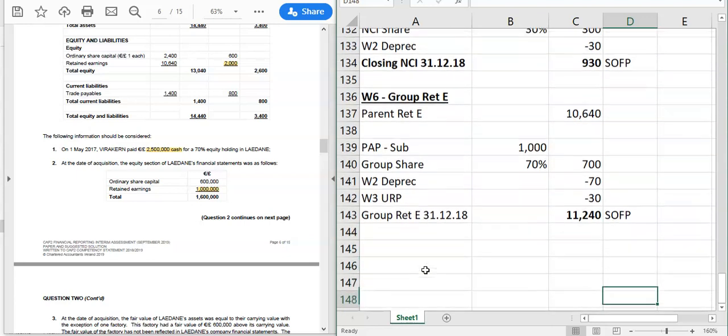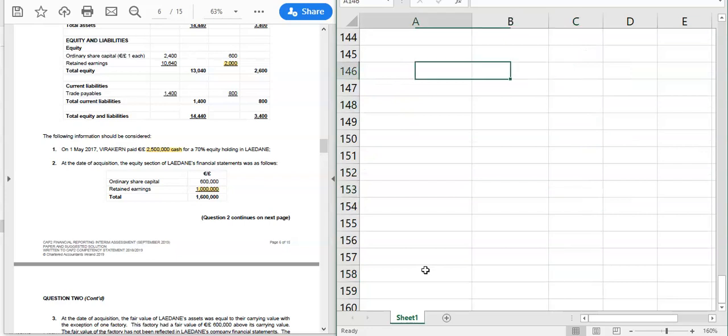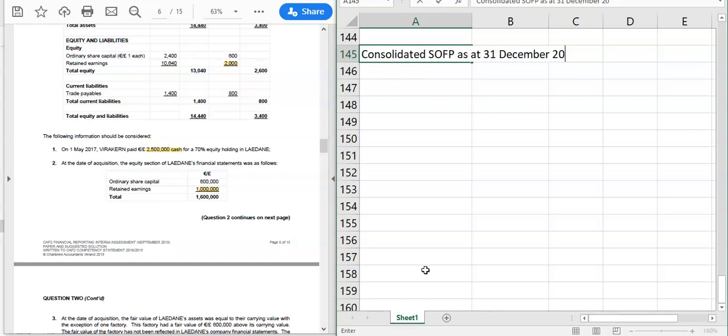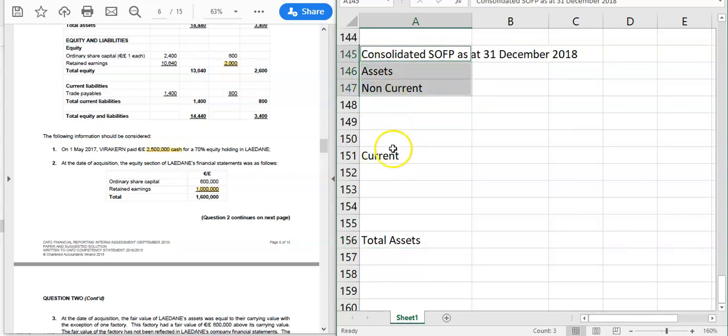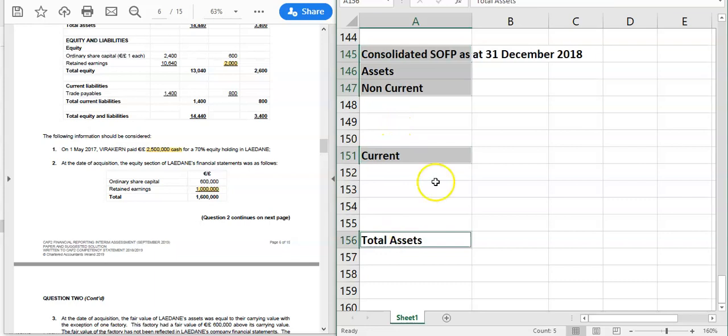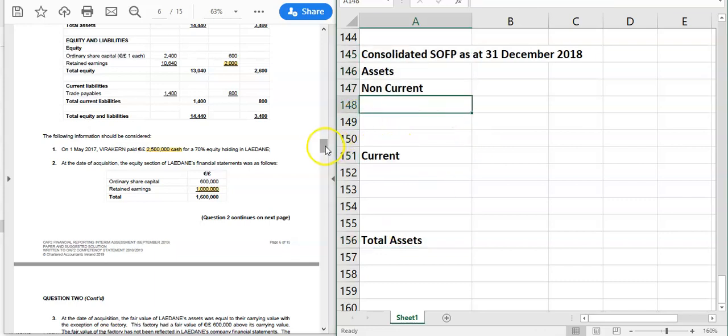So the final piece then is to bring it all together. And we're going to have a consolidated statement of financial position as at the 31st of December 2018. You have assets, non-current, and then we have current, and that will get us to total assets. So we'll start with this side first. So again, try and be neat in the exam. You're going to have to give your headings, so don't lose out on easy presentation marks. There are always presentation marks going.